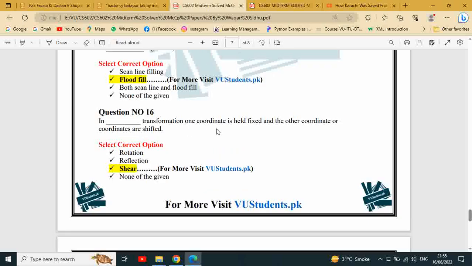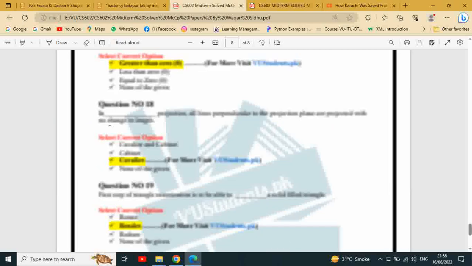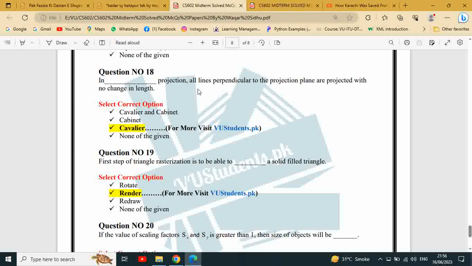In dash transformation, one coordinate is held fixed and other coordinates are shifted. Shear transformation. The dot product of two vectors A and B is greater than 0 if the angle between them is less than 90 or greater than 270. In dash projection, all lines perpendicular to the projection plane are projected with no change in length.